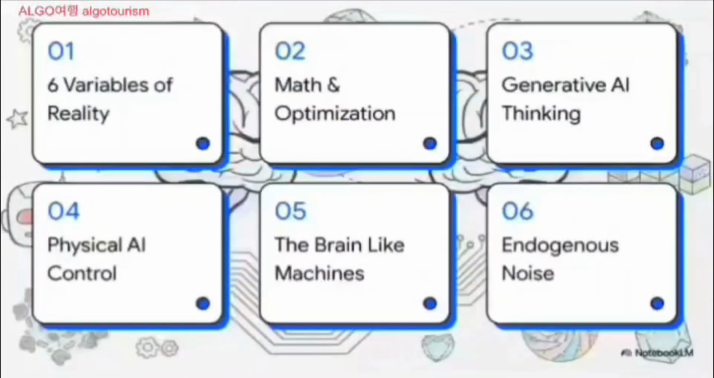Okay, let's dive straight into our roadmap for this. 1. We'll cover the 6 variables modeling the world. 2. Math tools for optimization. 3. Generative AI's thinking process. 4. Physical AI's reality control. 5. The human brain-like machines. And finally, 6. Humans' error, also known as endogenous noise.